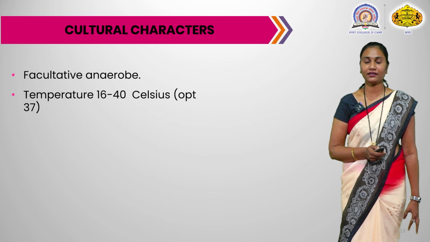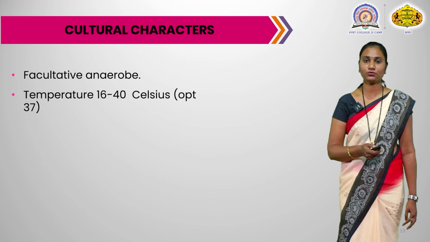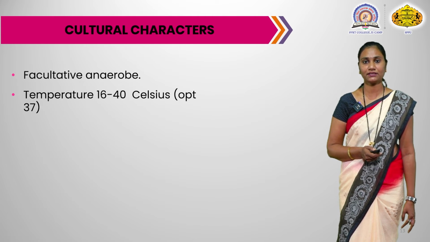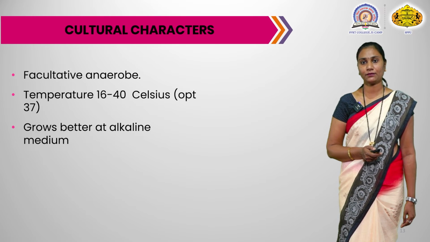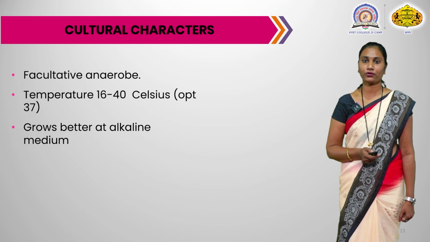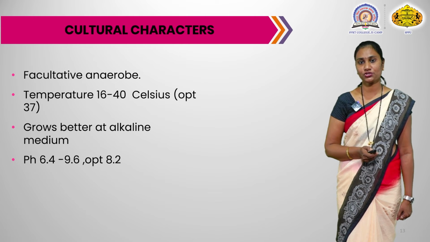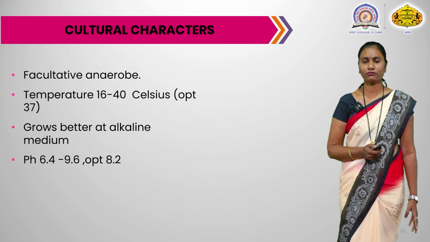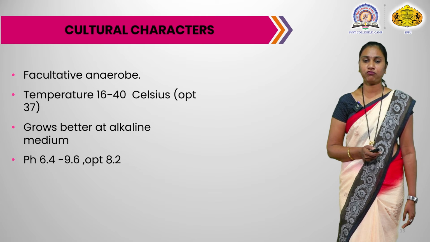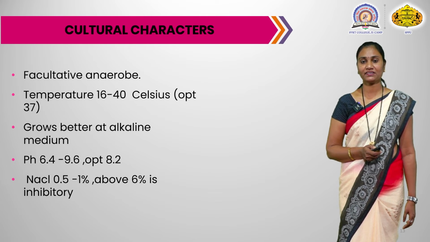Here we are talking about Vibrio cholerae. Since it is a human pathogen, the temperature is near about 37 degrees centigrade, which is the optimum temperature required for growth of this organism. As far as pH is concerned, the organism requires alkaline conditions for its growth as well as development. 8.2 is the optimum pH required by this organism, but it can grow within the range of 6 to 9.4 pH.